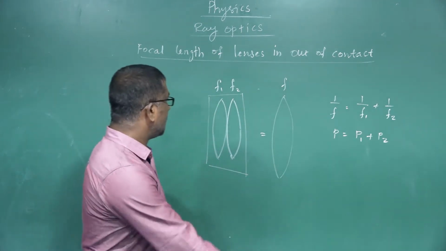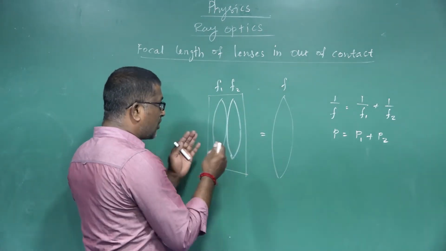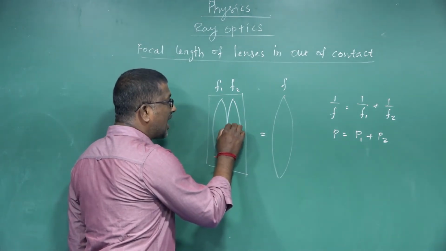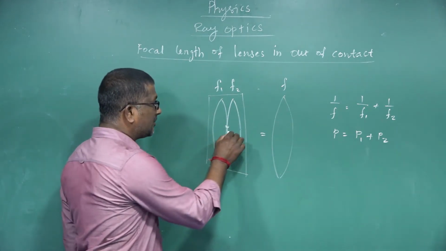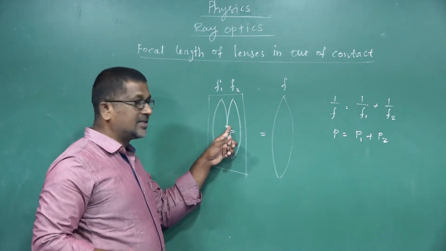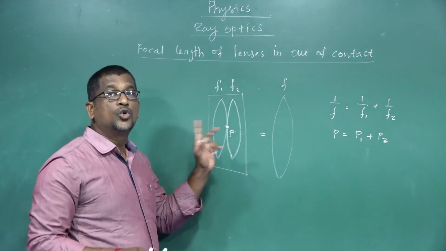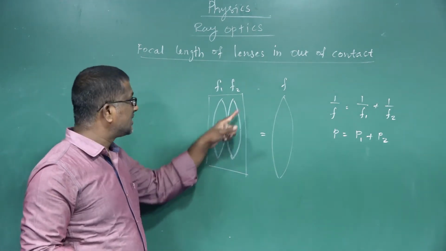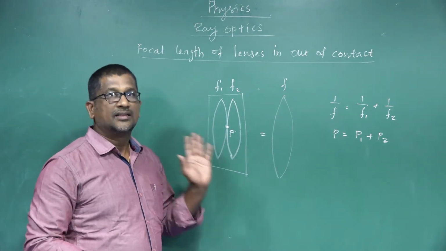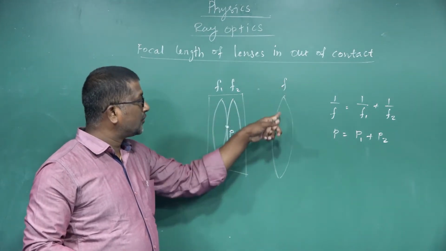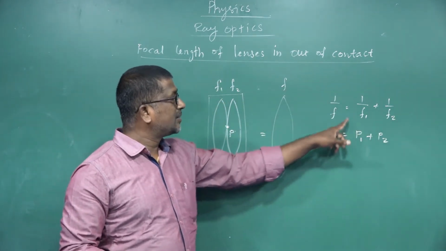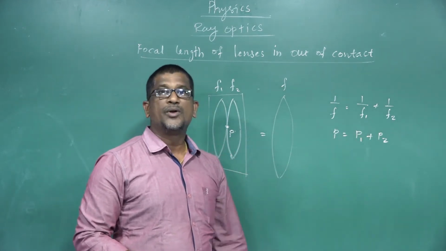And one more thing. When two thin lenses are brought in contact, the common optical center is chosen at the middle of the two lenses. And this combination is treated as a single thin lens whose focal length is f. Its focal length can be determined by using this relation, and its corresponding power by the relation P is equal to P1 plus P2.